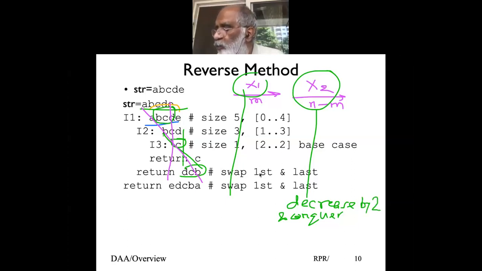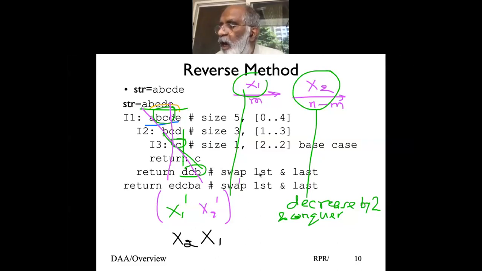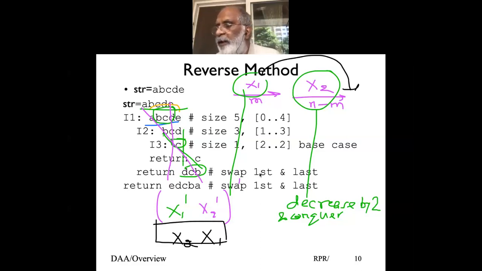And then essentially what you get is the string X1 reverse, which gives me X1 prime, and X2 reverse, which gives me X2 prime. If I take the whole reverse, what I'll get is X2, X1, and this is what I wanted, because I wanted X1 to come to the end. So your decrease and conquer has to be applied in the reverse method, and that is what this question was all about. Any questions so far?